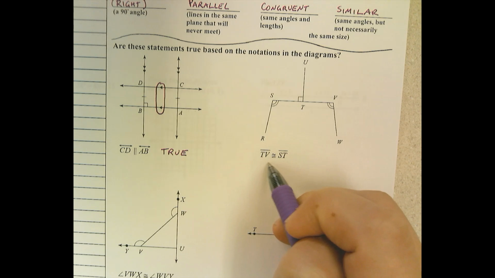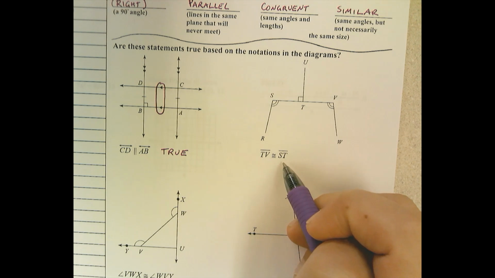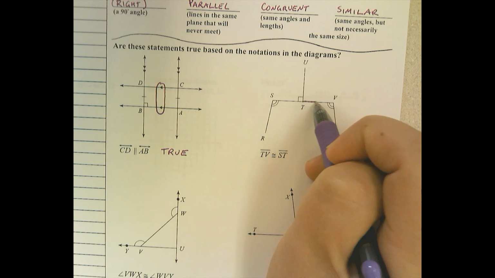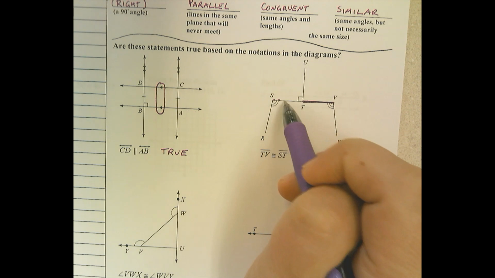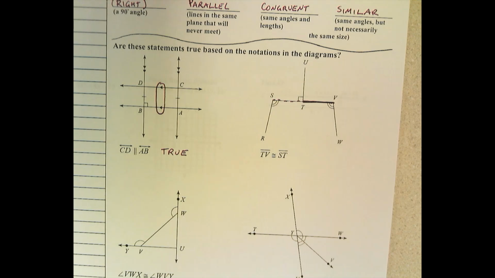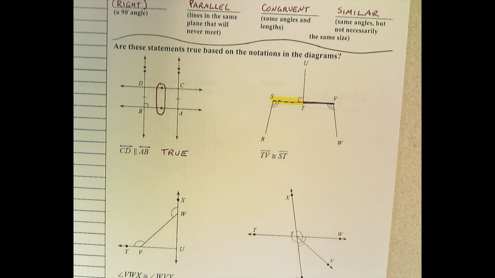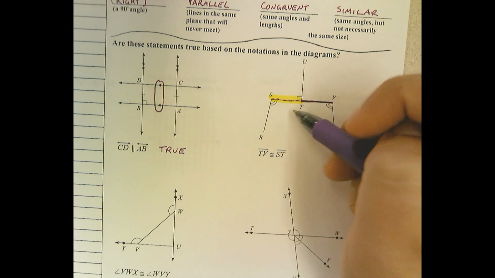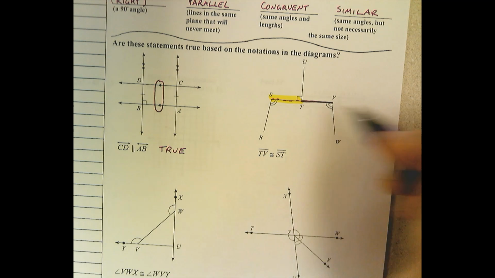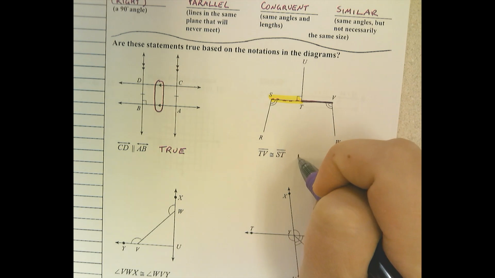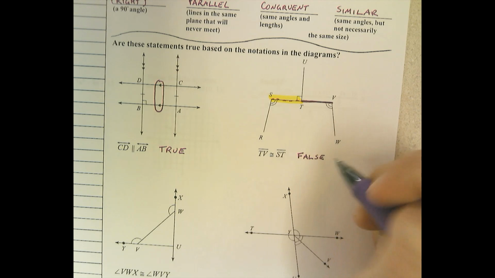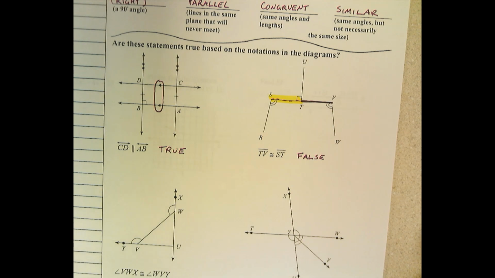Okay. The next question here says, is line segment TV congruent to line segment ST? So they're asking, is the size of this segment right here congruent to the size of this segment? Let's grab a highlighter. Is the purple portion congruent to the yellow portion? Visually they look to be about the same size, but we don't know. They could be off by a millimeter, a tiny distance, a nanometer. So we're forced to say that this statement is false. It could be true sometimes, it could be false sometimes.